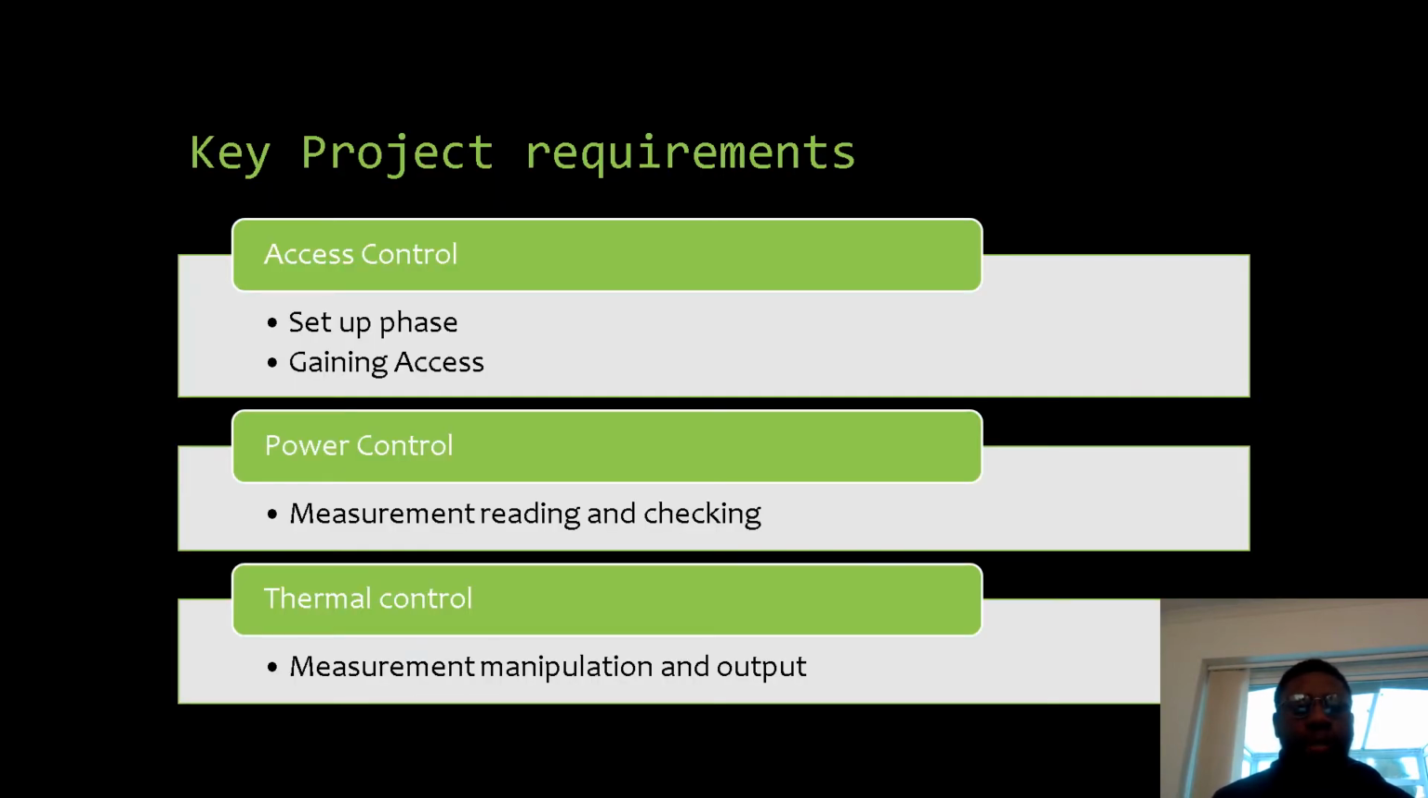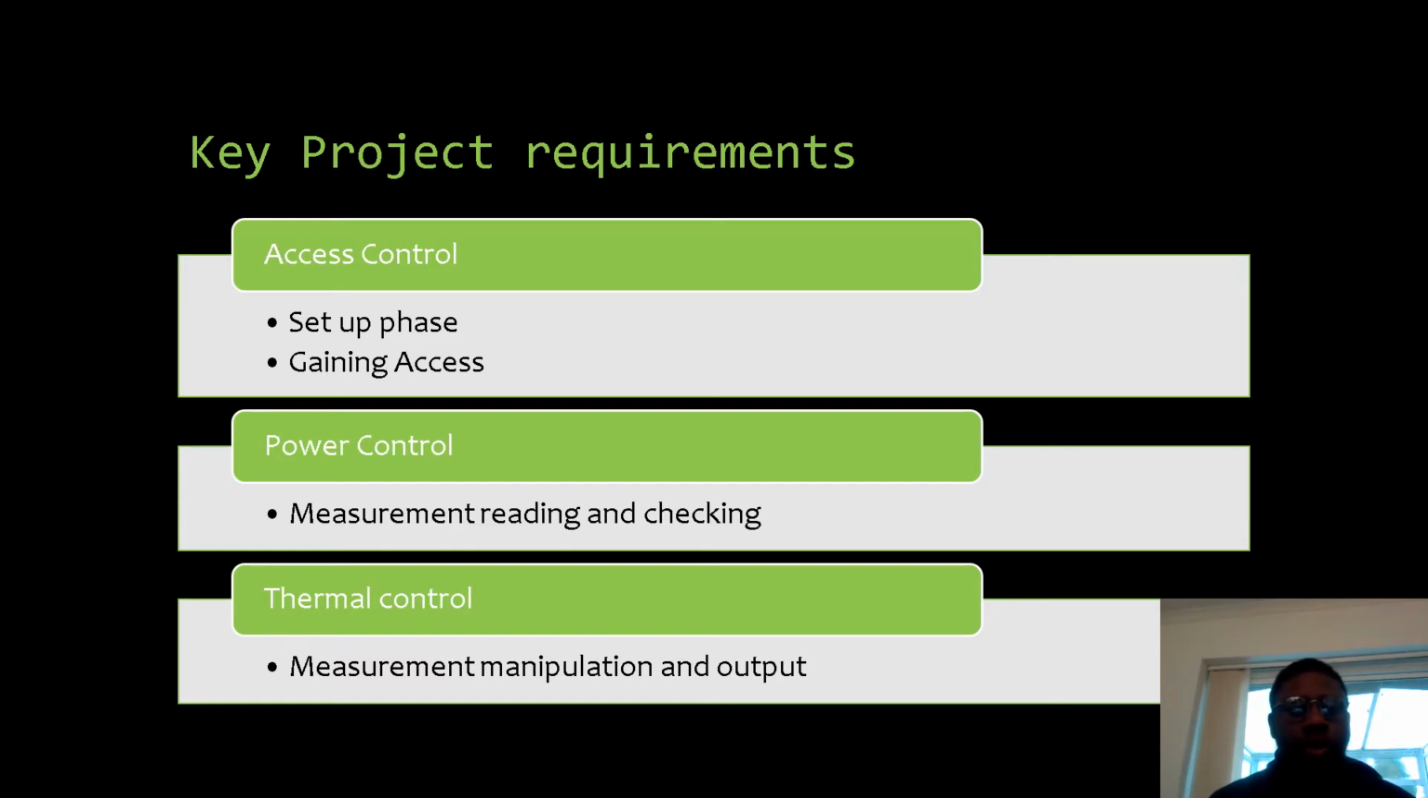There are three main aspects of the project: access control, power control, and thermal control. The last two, power control and thermal control, were constant checks occurring in the main, making sure that these two aspects were always kept in check and always kept as they needed to be. And if any difference or anomaly was faced, these would be signaled by different LEDs.